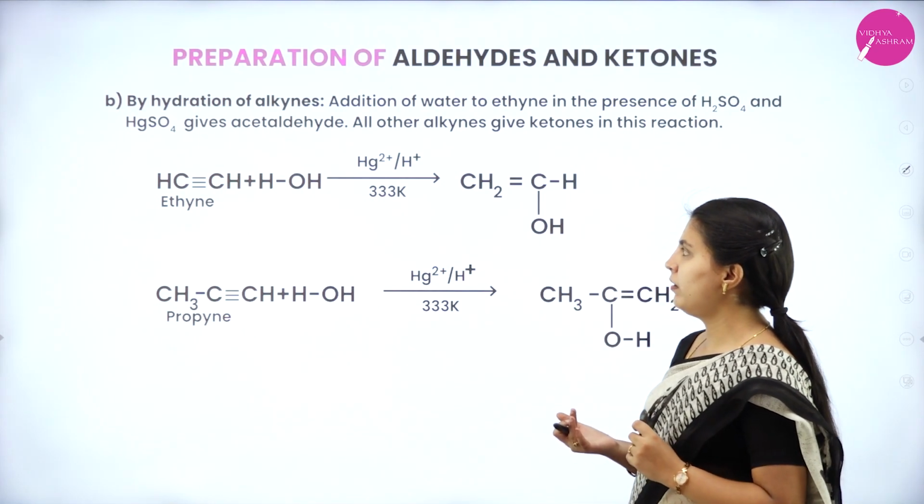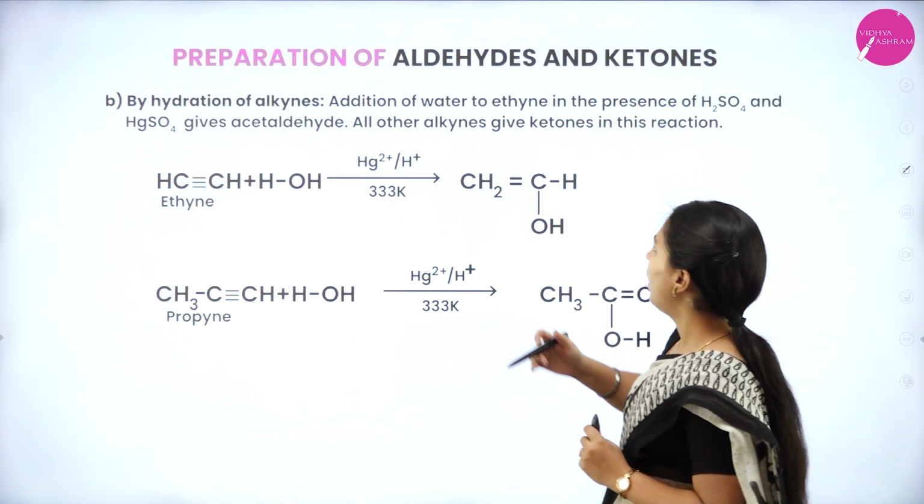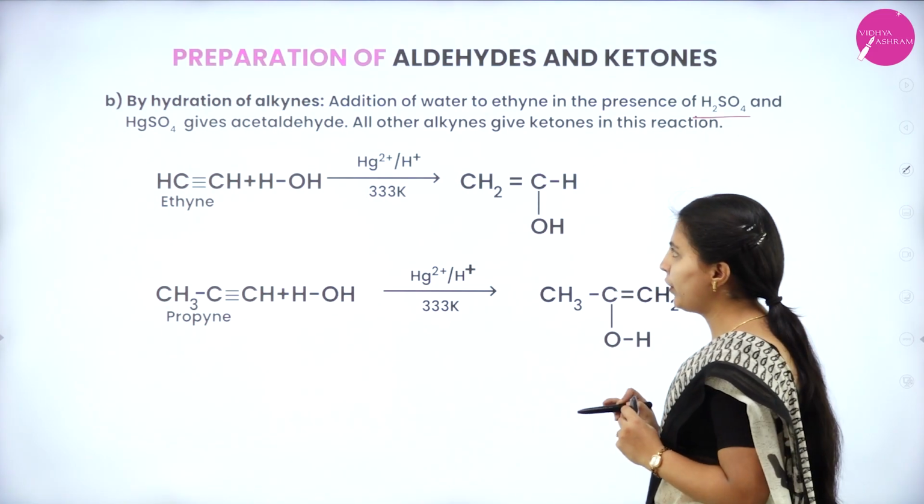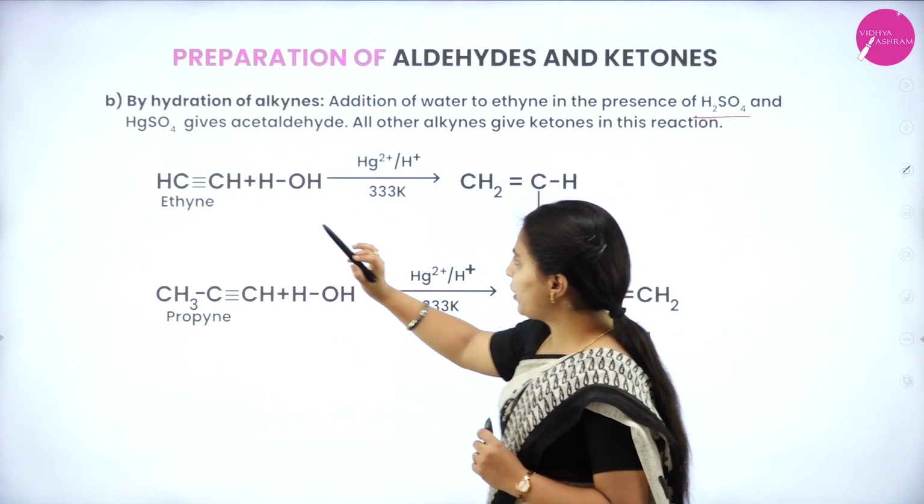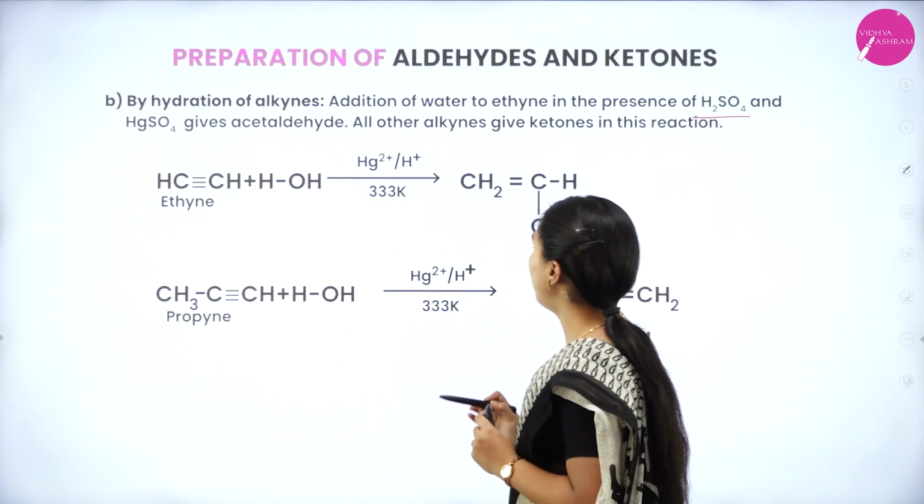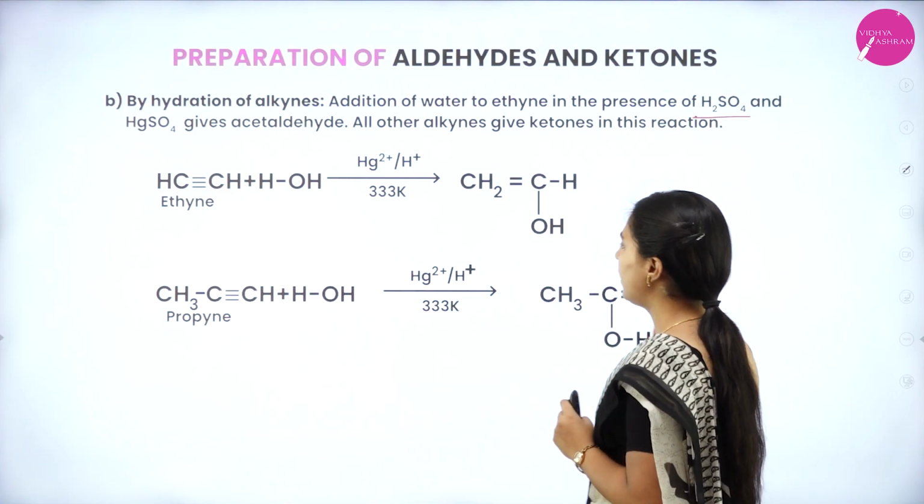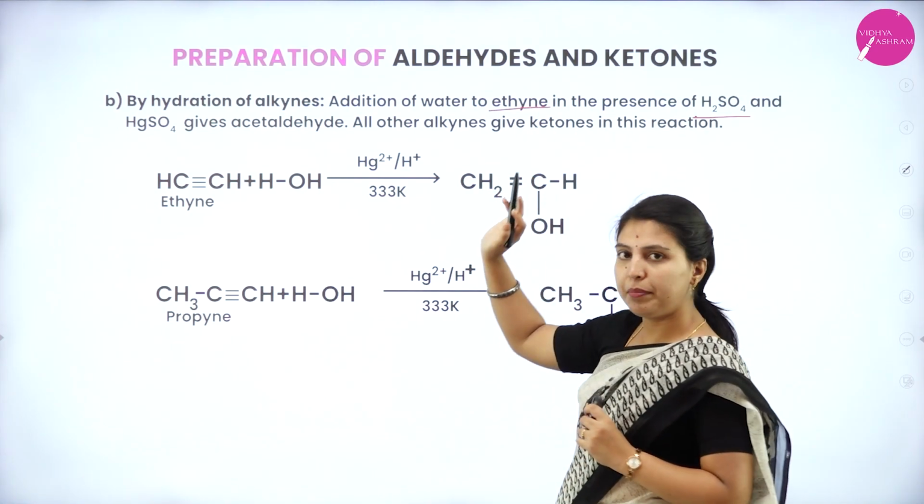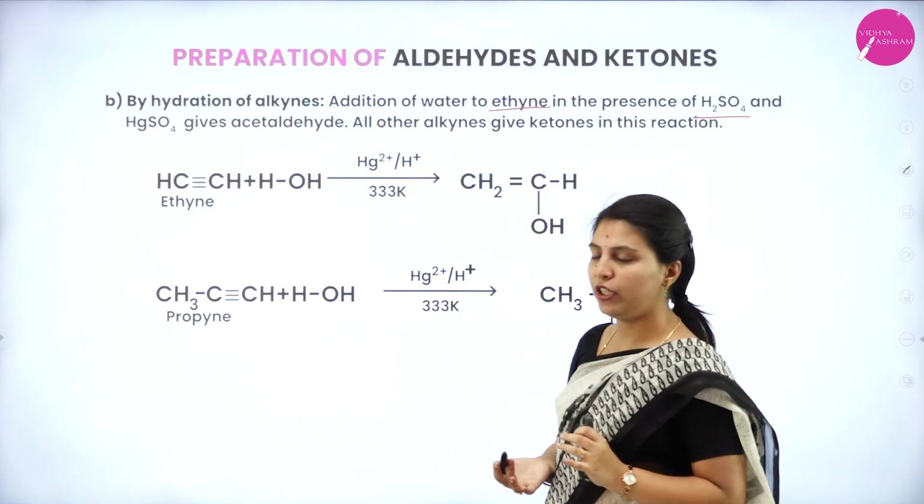By hydration means by using water. Addition of water to ethyne in the presence of sulfuric acid and mercuric sulfate gives acetaldehyde. All other alkynes give ketones in this reaction. Only ethyne will give aldehyde, but other alkynes will give ketones.